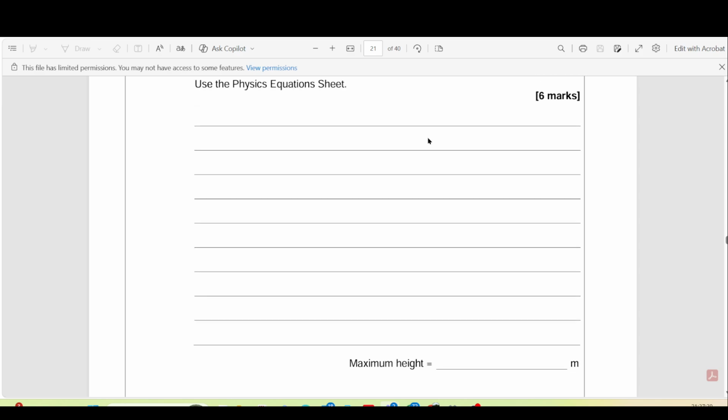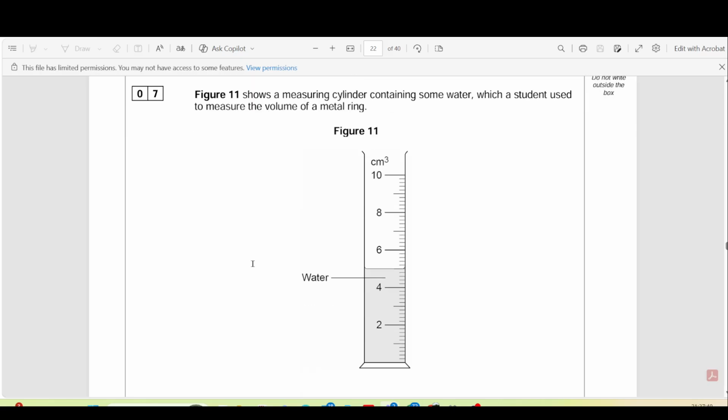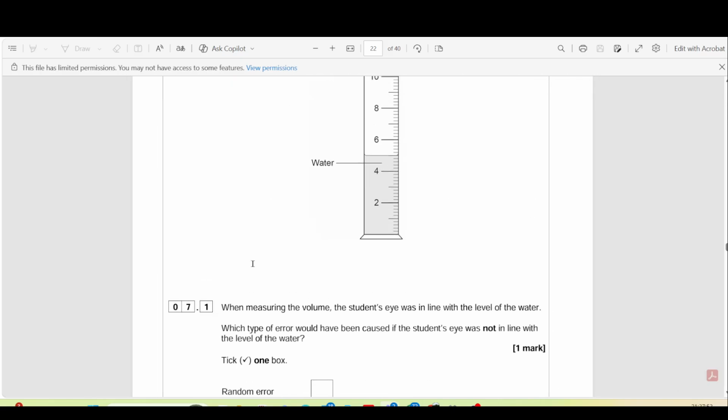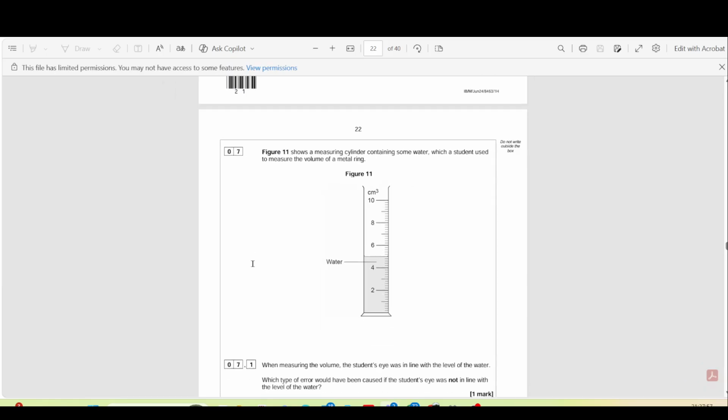Did we put any value for air resistance? No. That's why the actual one is lower than that. Did you get it? Great. Let's move to next question. So you have to write air resistance and all in that one. Okay, you read question number 7.